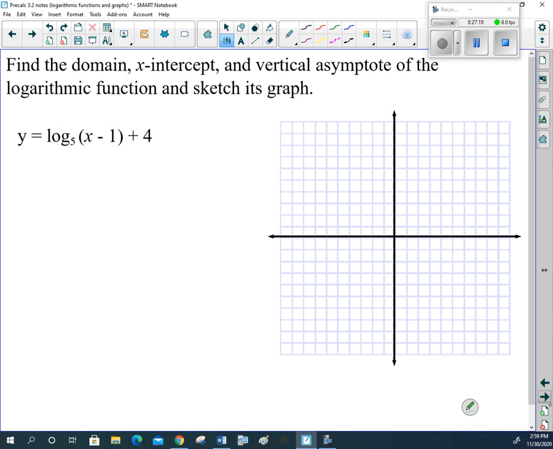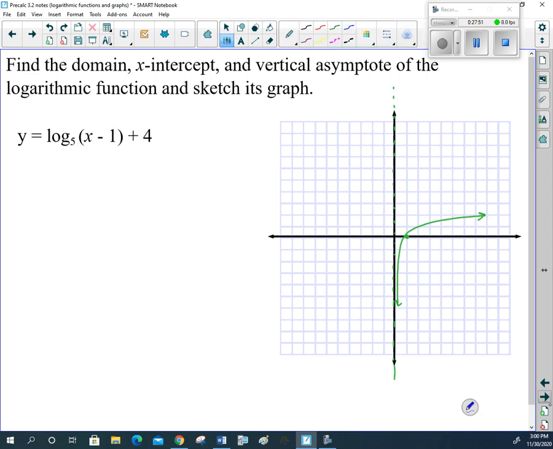Okay, so this one, quick graphing here. It says find the domain, x-intercept, and vertical asymptotes of the logarithmic function and sketch its graph. Okay, so if you remember, the basic generic logarithm function had a vertical asymptote that was the y-axis, and a key point at 1, 0, and it kind of made that shape. All right, so you've got to remember that if you want to do transformations.